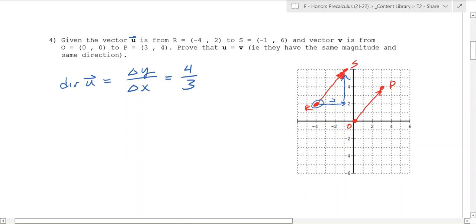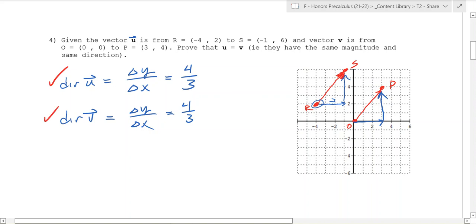That's the slope. And then what about the direction of v? That's the same thing, same measurements. In this case, it goes over 3 and up 4. So it is the same. They do have the same slope. They have the same direction. So we've verified that they have the same direction.